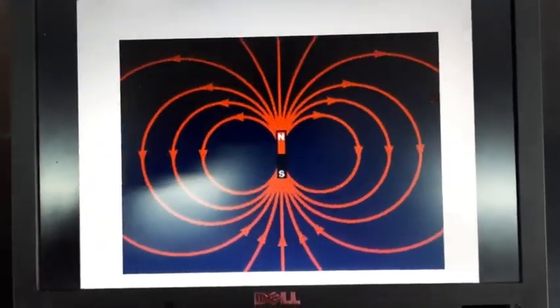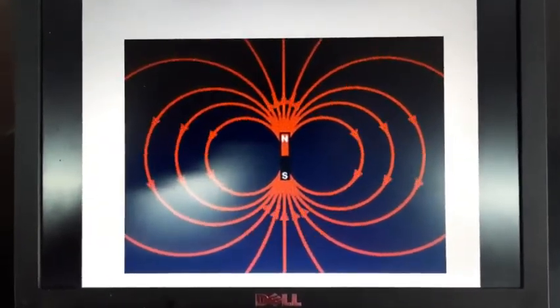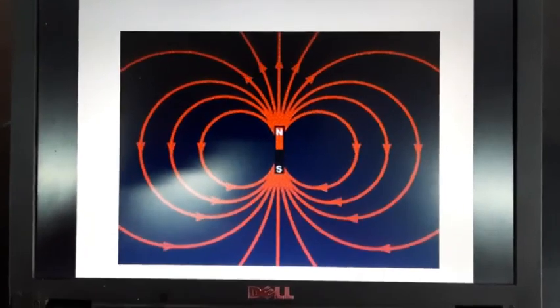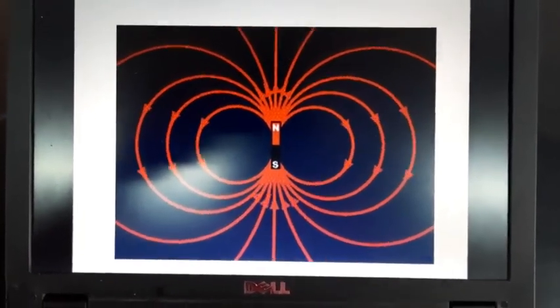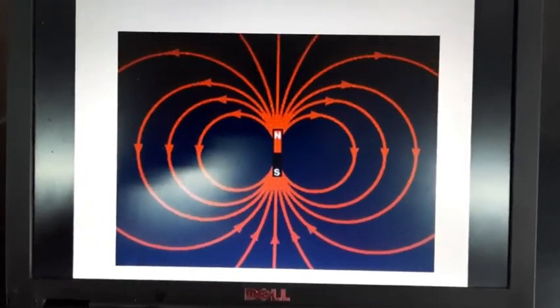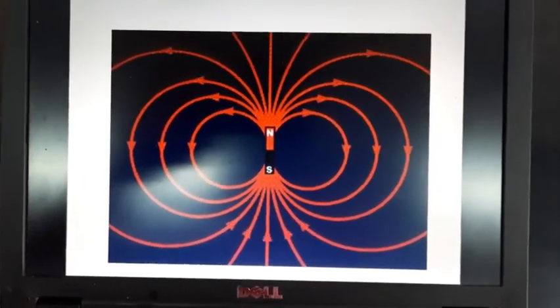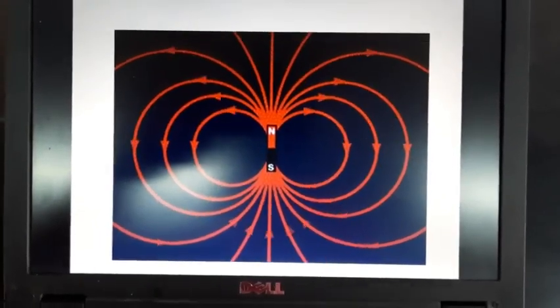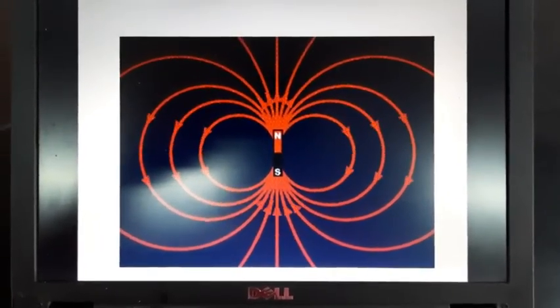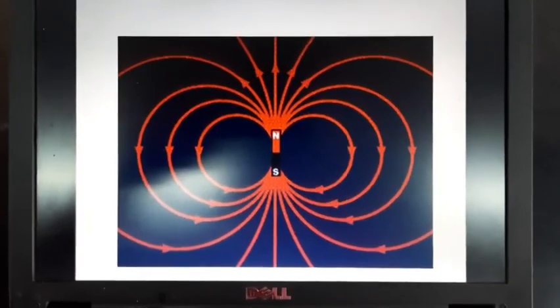See this one. This is the direction of the magnetic field lines due to the bar magnet. Because it has a rectangular shape, we call it a bar magnet. So these are the magnetic field lines produced from the bar magnet. Next we are going to see the earth's magnetic field.